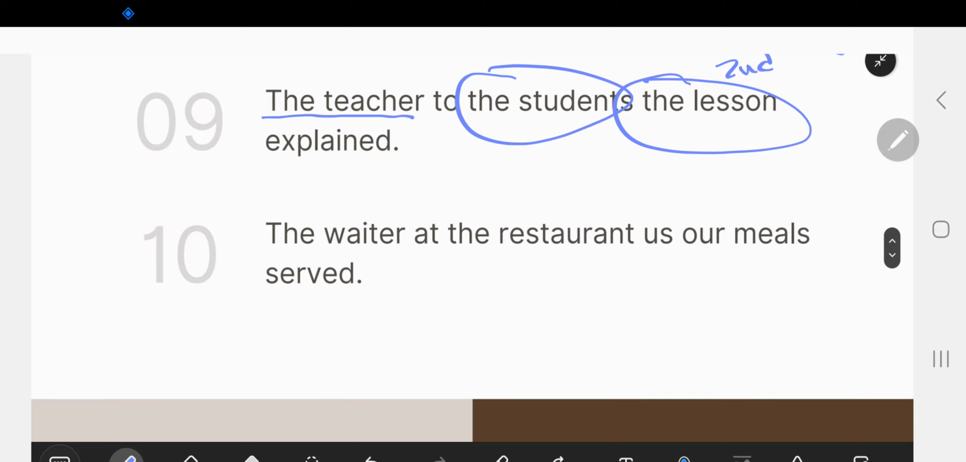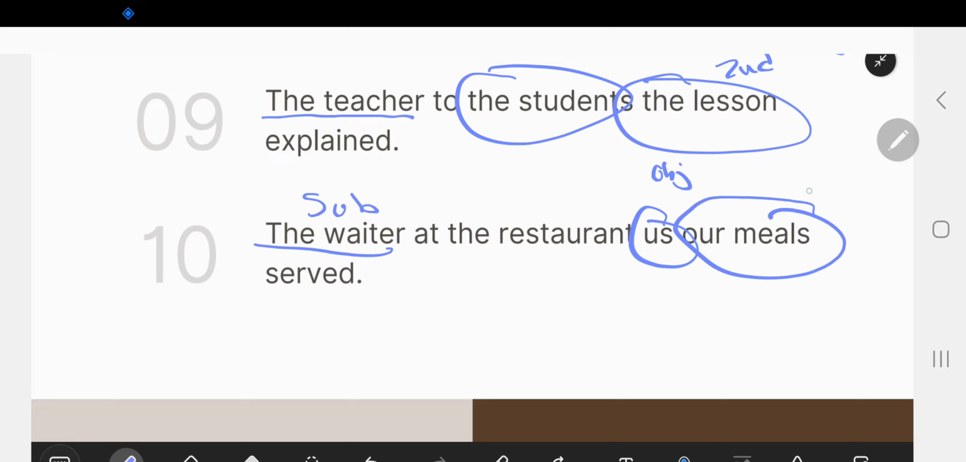And then the waiter at the restaurant, us, our meals served. Now we're kind of getting a little bit tougher, but see, this is us. See that it's not we. It's the object form of the pronoun, right? And that's the object. The waiter is the subject. So the waiter served our meals at the restaurant. Subject is waiter. Object is us. And then our meals is also the object. Who did he serve? Us. And what did he serve? Our meals.